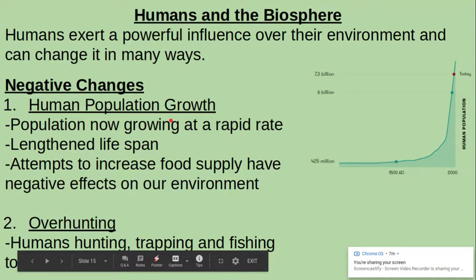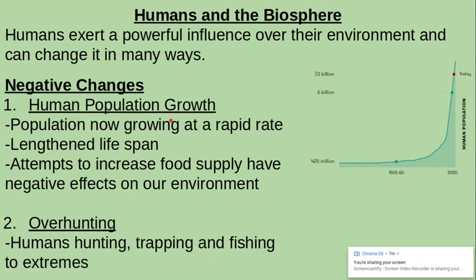Humans in the biosphere. Humans exert a powerful influence over the environment and can change it in many ways. All right, now we're going to end the year with humans impacting the environment. We're going to start with negative. You're going to see this is way longer than positive. But I have a couple videos I want to show you, some ideas that people have come up with to help the negative impacts on the earth. So let's get started. Negative changes.